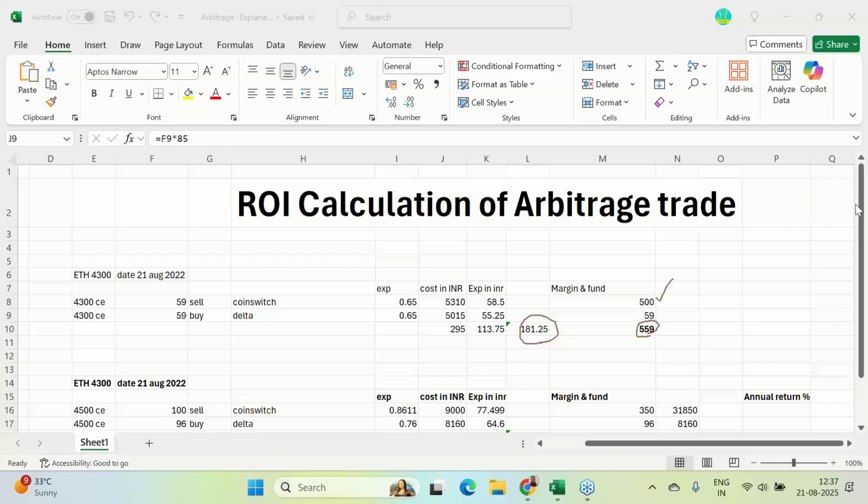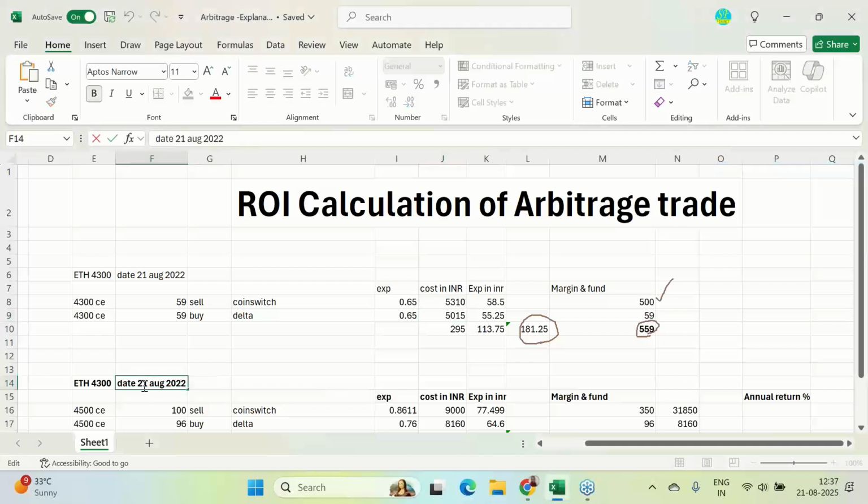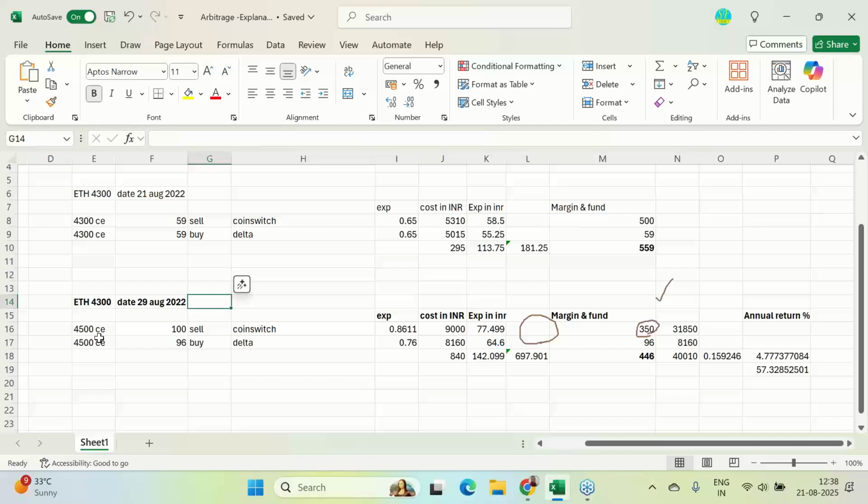Coming to weekly options. This I am taking for the 29th. And this is for speculative things you can take. The 29th August, this I have taken. The 4,500 call I have taken here. So 196 I have put here.